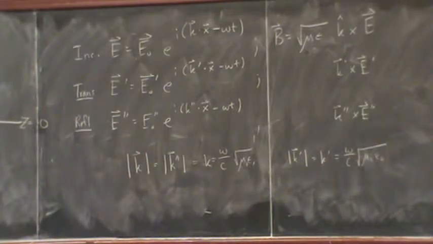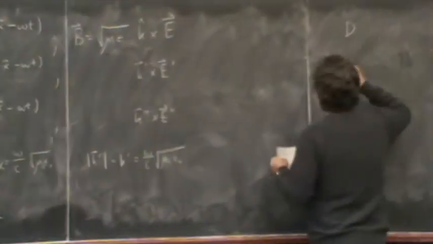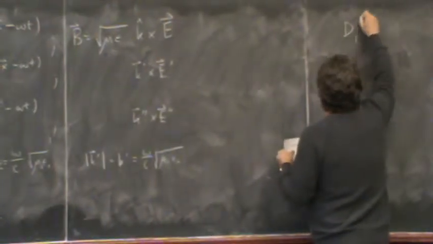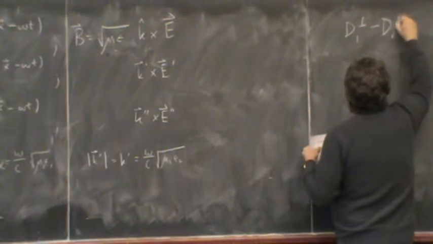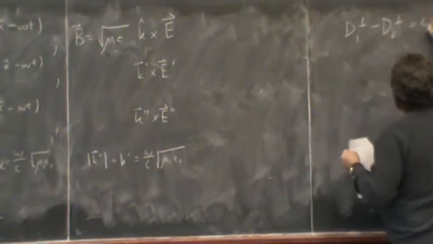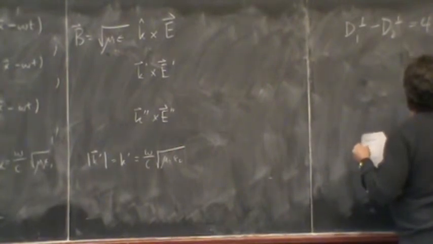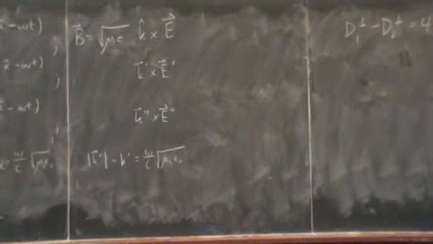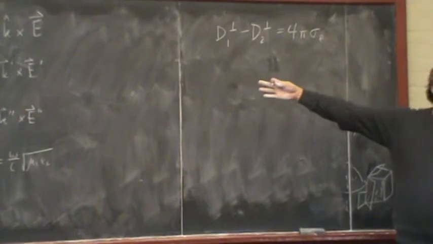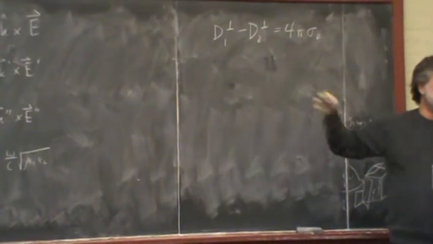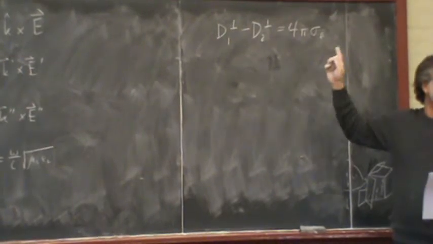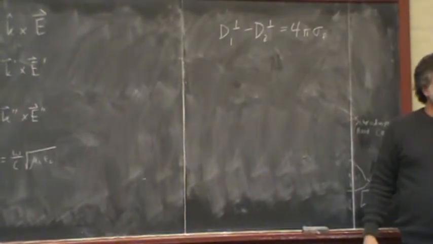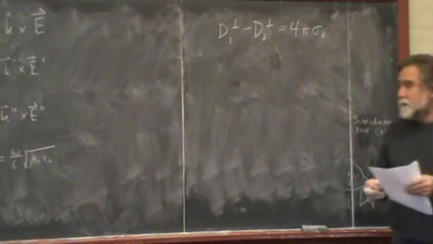One of them is that D1 perpendicular to the surface minus D2 perpendicular to the surface is 4 pi sigma free. Okay? If this is just a dielectric or an uncharged material, there is no sigma free. So D1 equals D2 perpendicular to the surface.